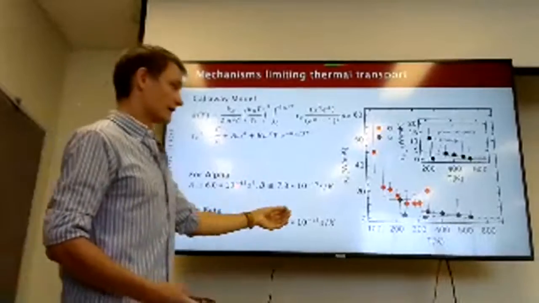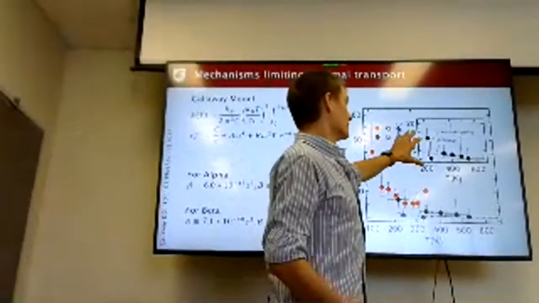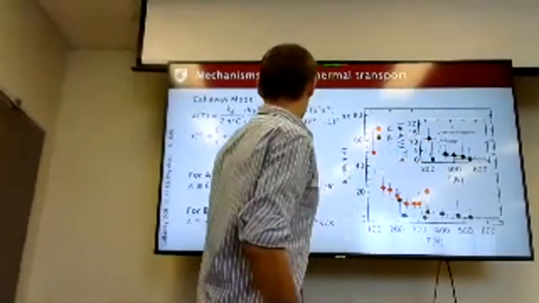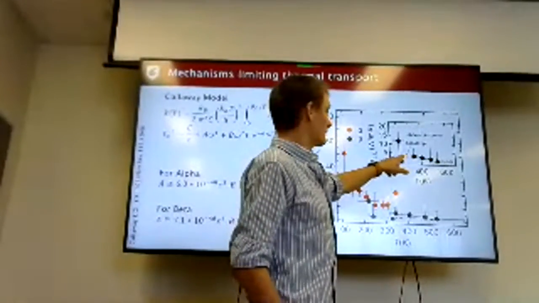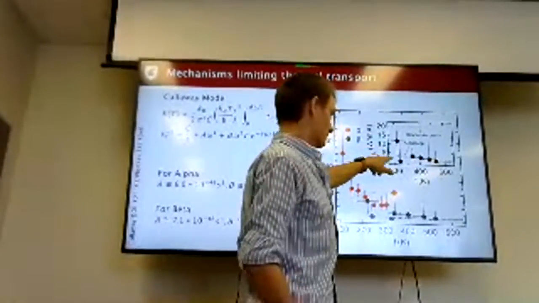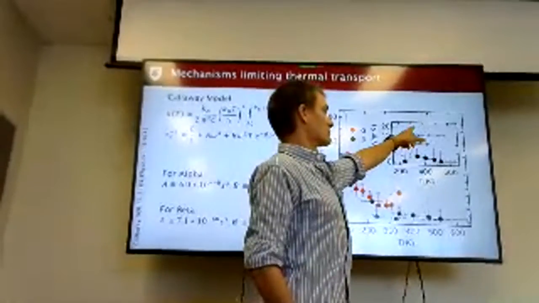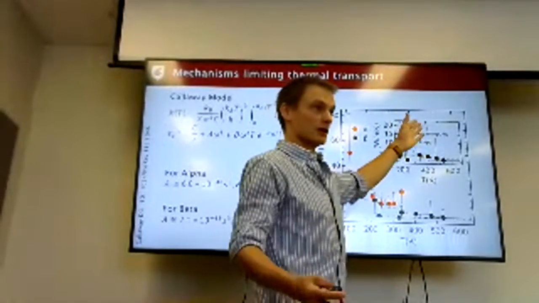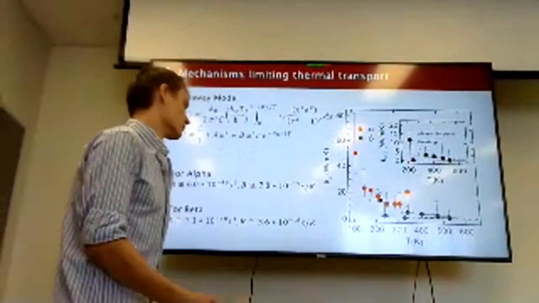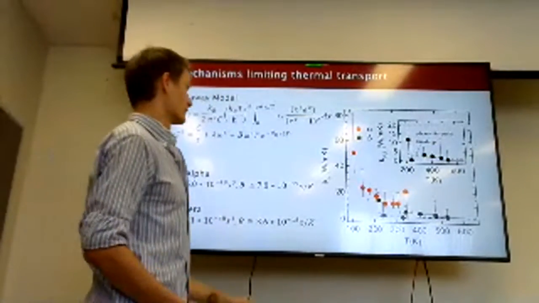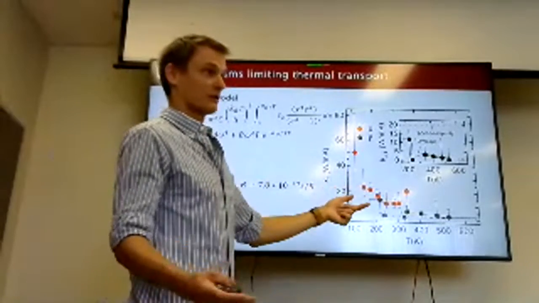And then we show that by this inset, where we fit the same equation to our data, except we only put in the Umklapp term, and we get back basically the fit. And then we use only the phonon impurity term, and there is no fit. Right? That's not the dominant process in this reaction. So we've shown what the thermal transport limiting mechanisms are in alpha and beta.